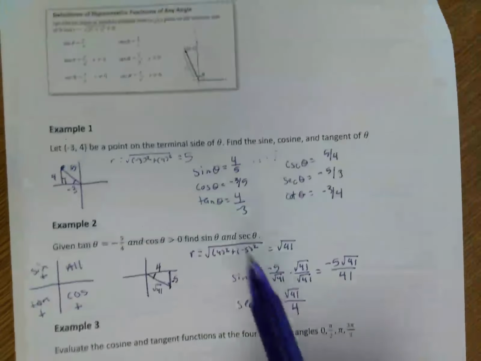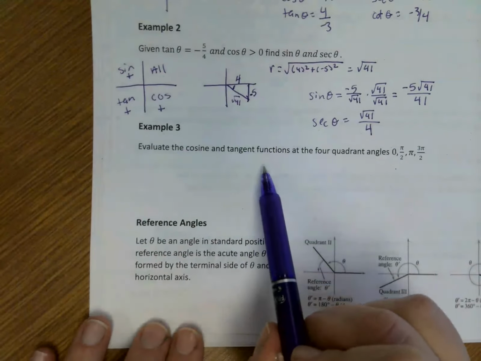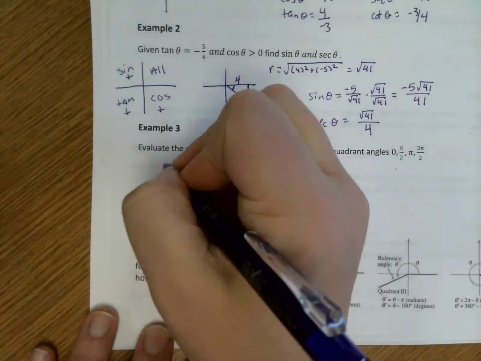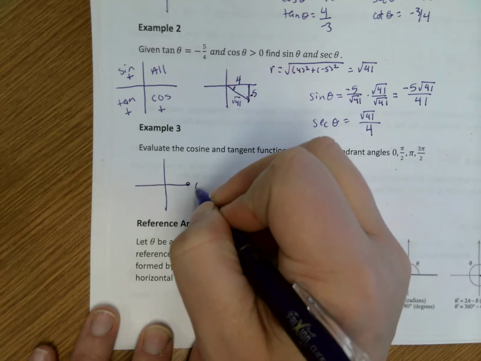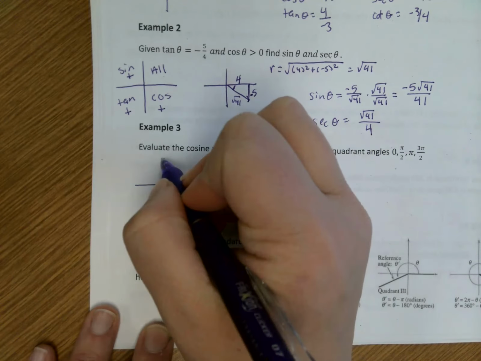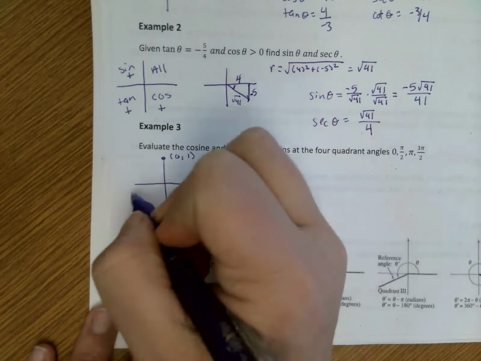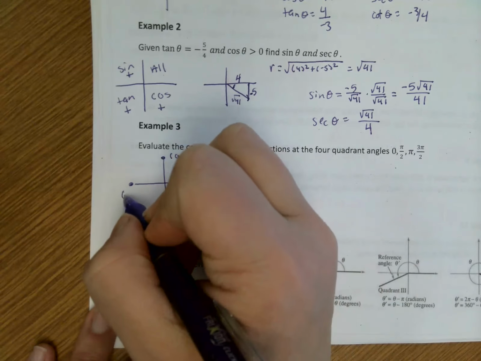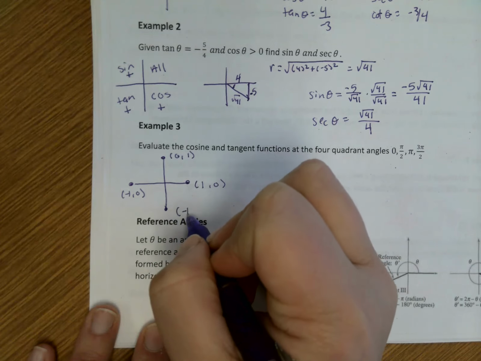So question number 3, I'm going to be focusing more on these properties because I'm asking for the cosine and tangent of these 4 quadrants. If I'm looking at these, 0 would be right here. So the point of that angle is at 1, 0. Here is my pi over 2, so that's 0, 1. Here, that point is negative 1, 0. And here, that point is negative 1, 0.